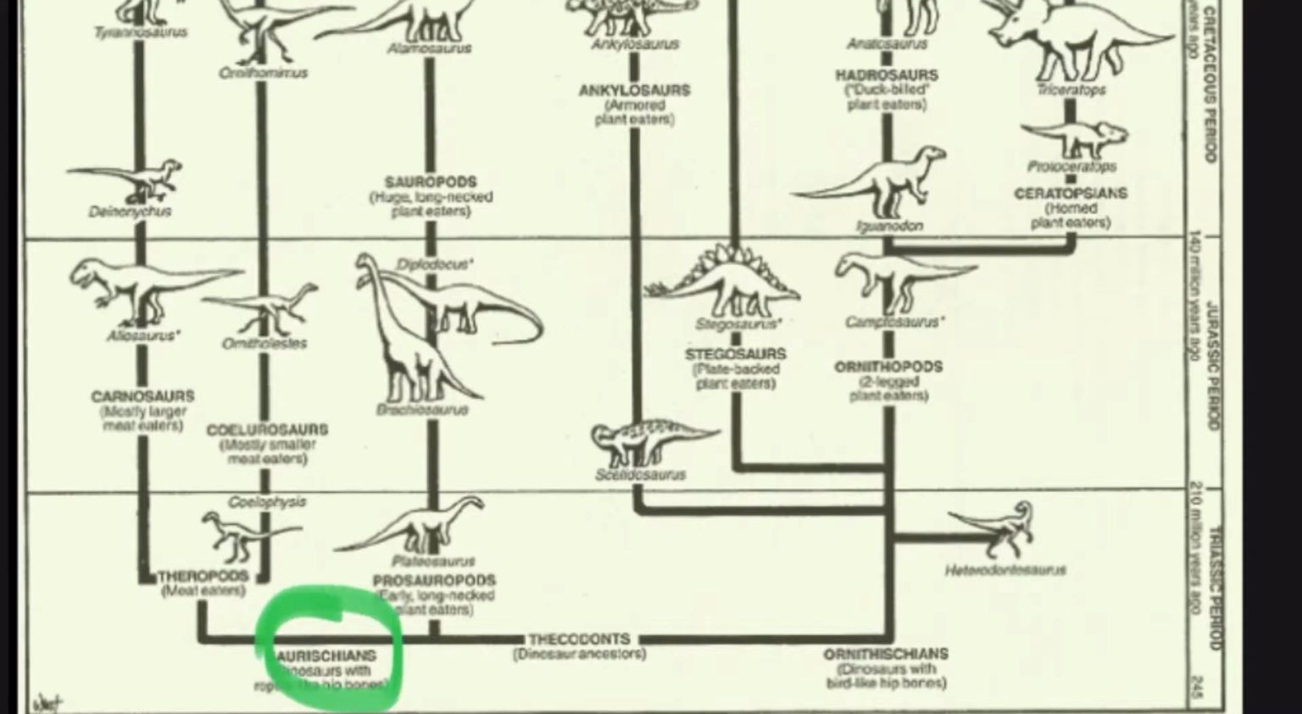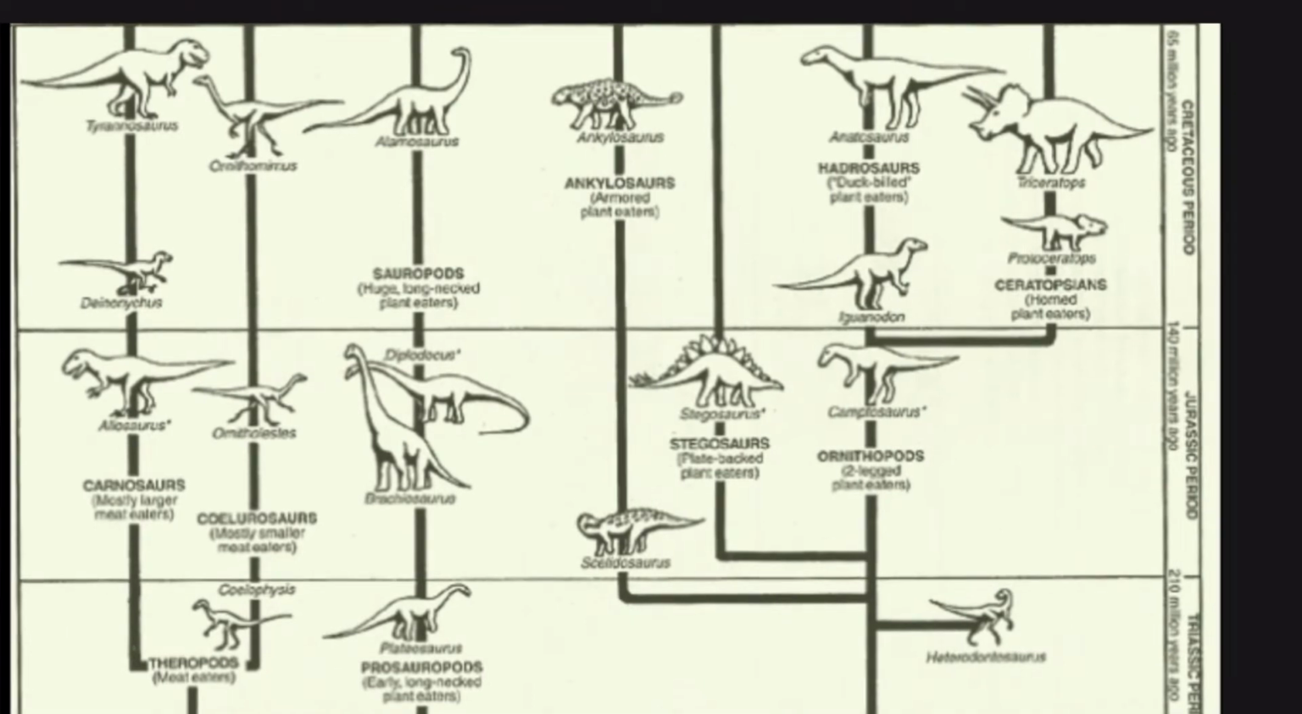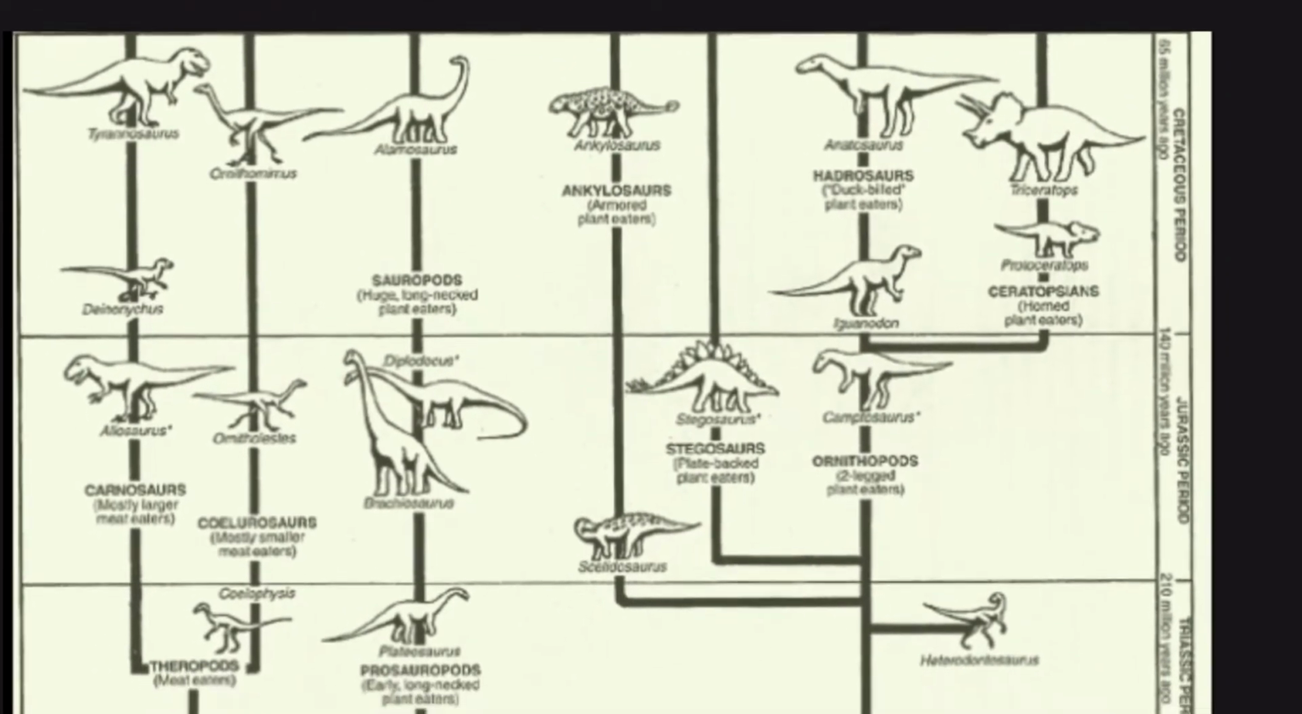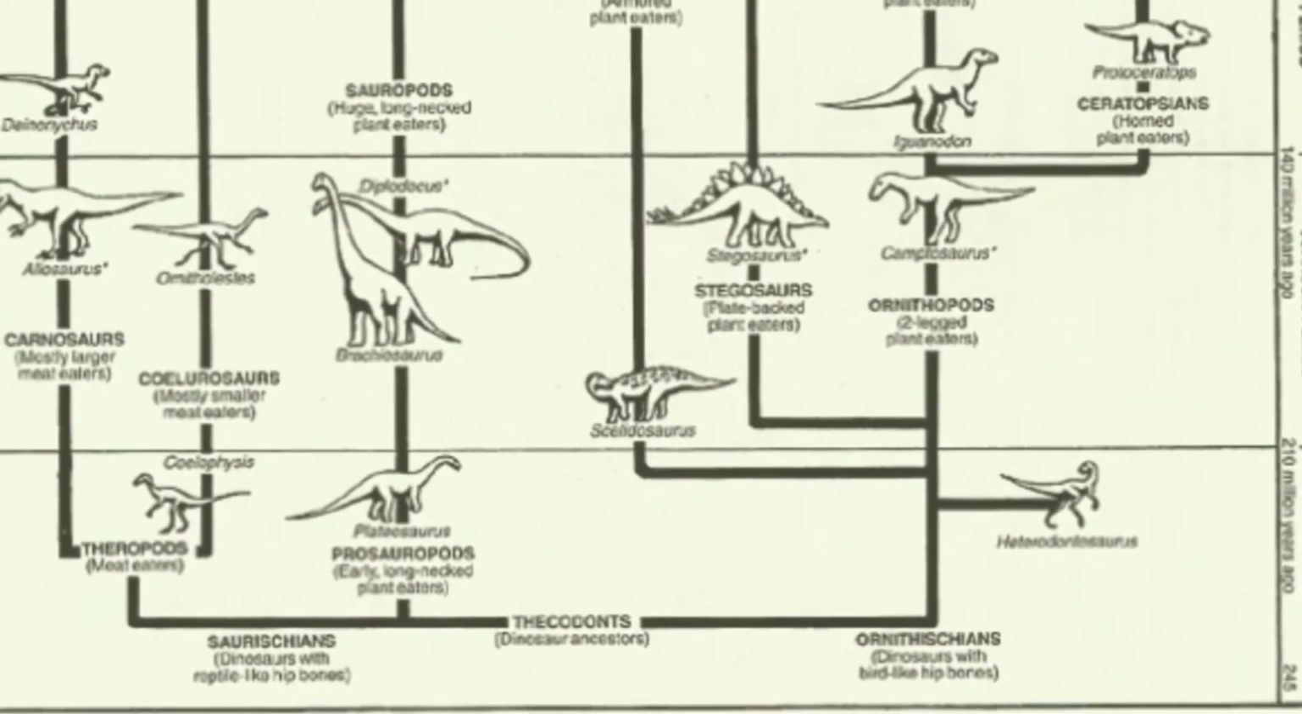Saurischians and Ornithischians. So Ornithischians are dinosaurs with bird-like hip bones, and Saurischians are dinosaurs with reptile-like hip bones. So that's basically what those two things mean. You just gotta get that part out of the way first.